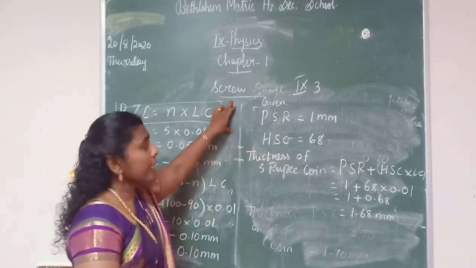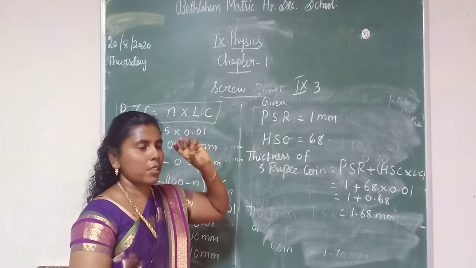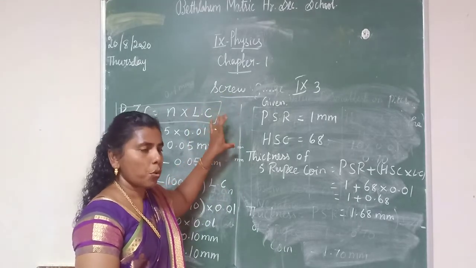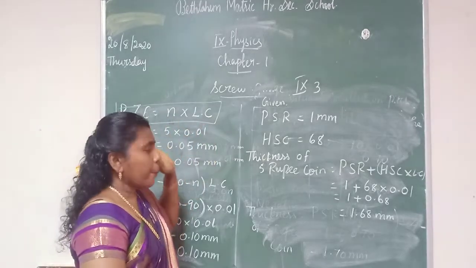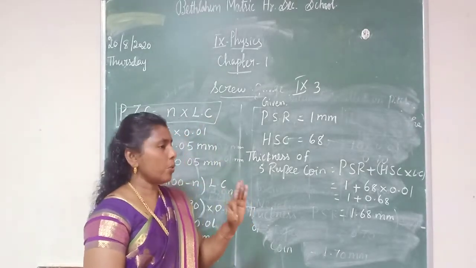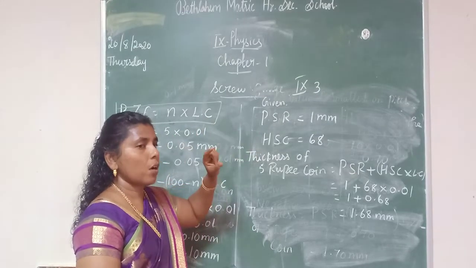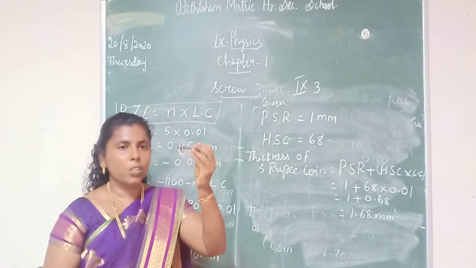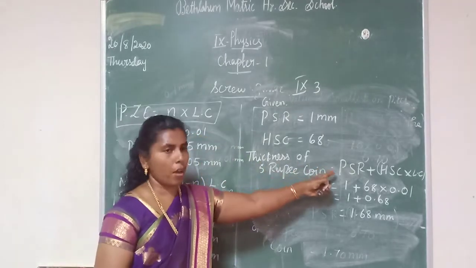So let us study about the screw gauge. First the description: what is the use of the screw gauge, why we are using the screw gauge, and what is the least count of the screw gauge. Then the pitch formula you have to learn, then the least count formula, the value of least count, the value of pitch, and how to find the thickness of a coin by using the screw gauge with this formula.